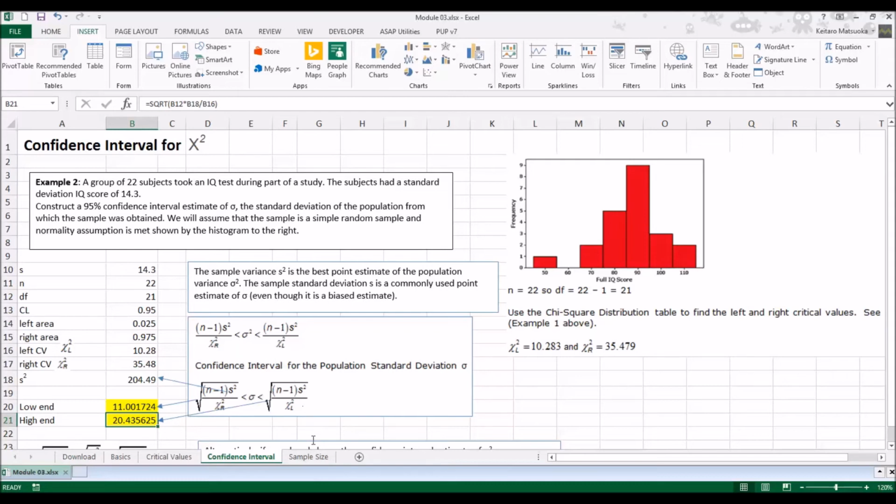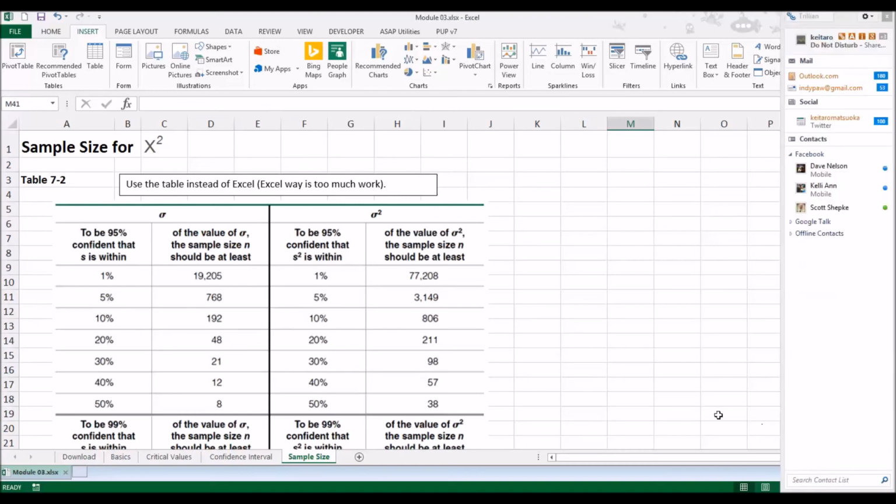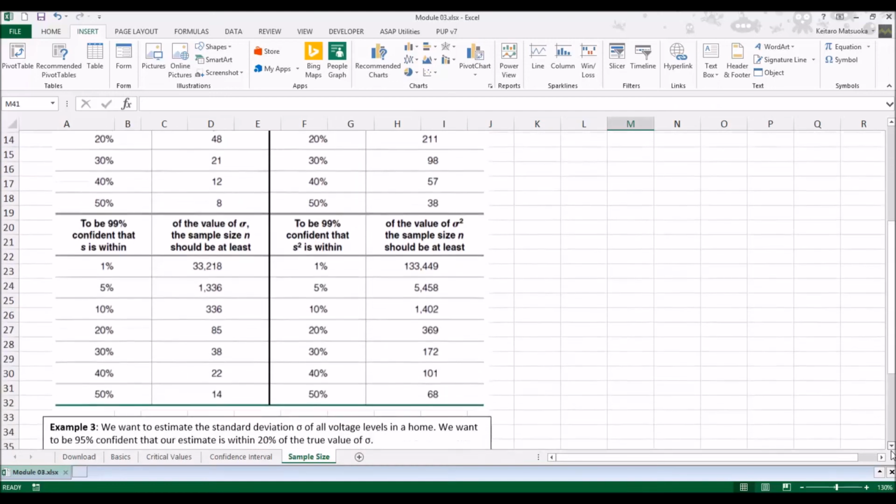Let's look at the sample size. Typically, I tell you to use Excel to figure out the sample size, but in this particular case, it's a real pain to do so within Excel. So instead of using Excel, we're just going to simply use the table. This table comes from the book. It's table 7.2. So how do you use the table? Let me show it to you with an example.